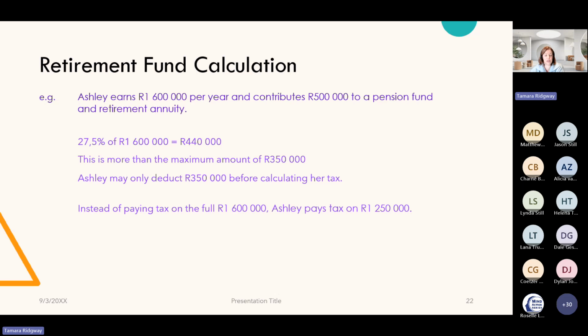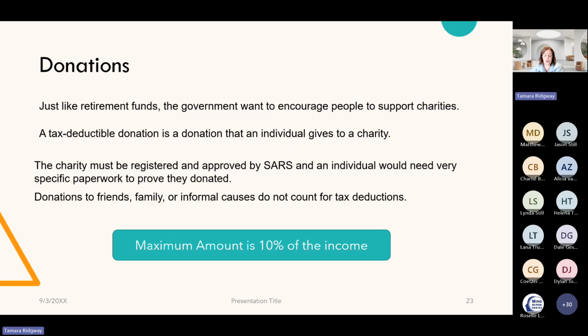And then we get to the third thing, which is tax deductible, and that's donations. Just like retirement funds, the government wants to encourage people to support charities. A tax-deductible donation is a donation that an individual gives to a charity, but this charity must be registered and approved by SARS, and an individual would need very specific paperwork to prove that they have donated. So donations to friends, family, or informal causes do not count for tax deductions.